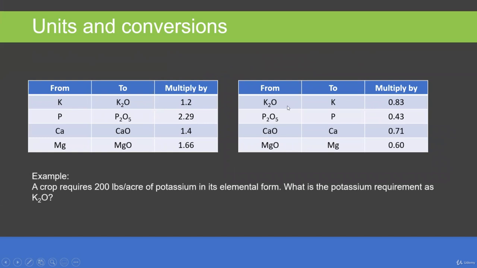All right. Let's see an example. A crop requires 200 pounds per acre of potassium in its elemental form, and we want to know the requirement as K2O. So we have 200 times 1.2, and this gives us 240 pounds per acre. Right?